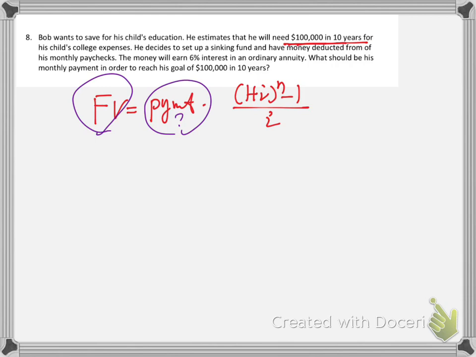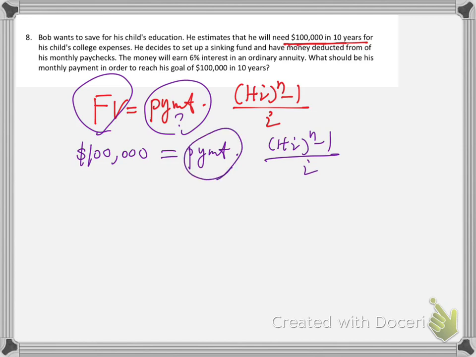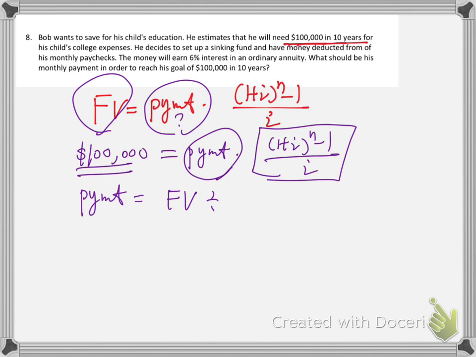This time we know the future value, so the future value is 100,000, right? And then this is the payment times 1 plus I to the n minus 1 divided by I. We want to know the payment. How to get the payment? You have to use future value divided by this complicated thing. So let's change the formula from multiplication to division: future value divided by 1 plus I to the nth power minus 1 over I.